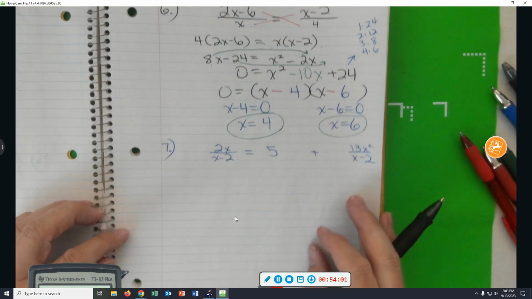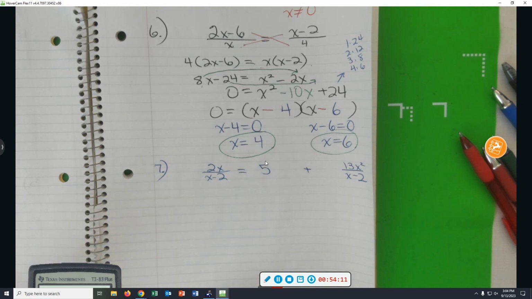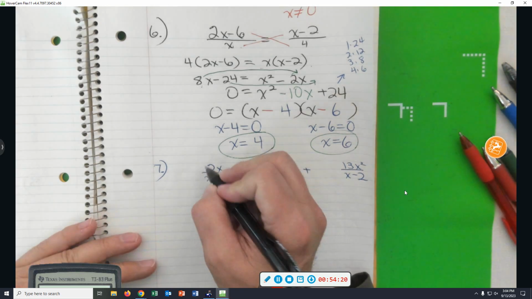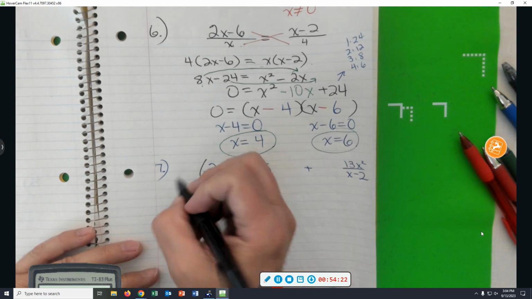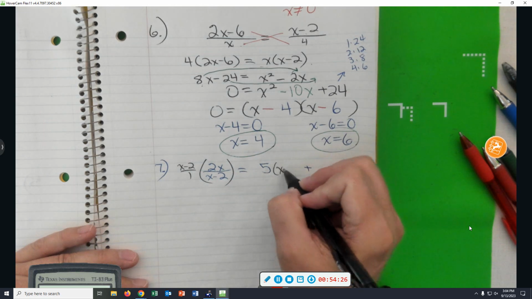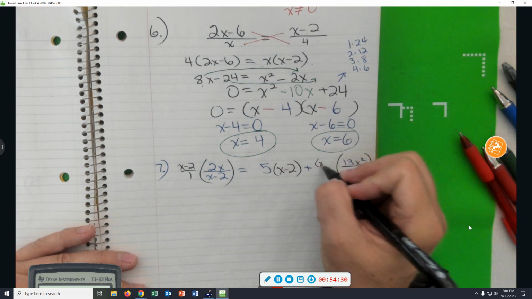So why am I not cross-multiplying here? You only cross-multiply when a fraction equals a fraction. What's wrong? If I could erase this one thing, then we could cross-multiply. Oh, but that would make it so much worse. I know, you're right. If you didn't have that 5, you could cross-multiply. So we're going to multiply by x minus 2, x minus 2, x minus 2.